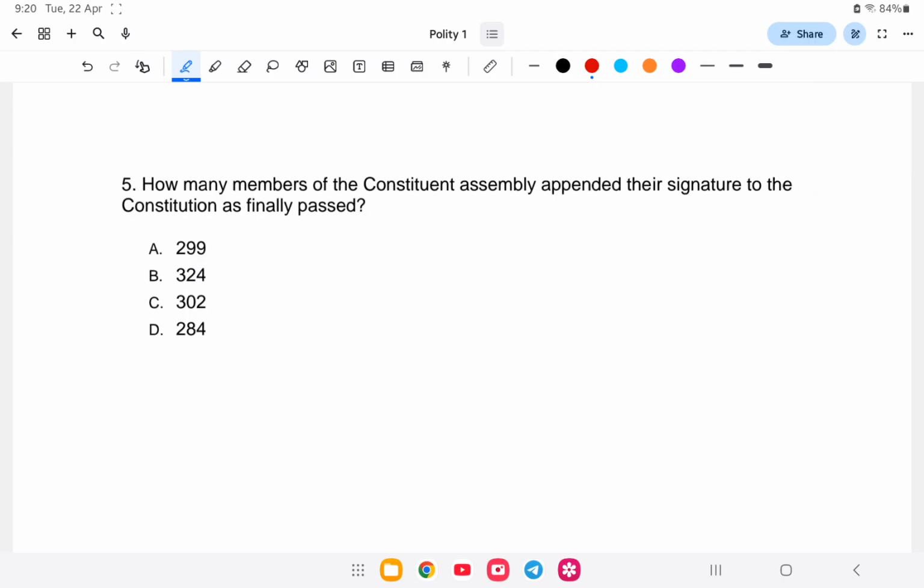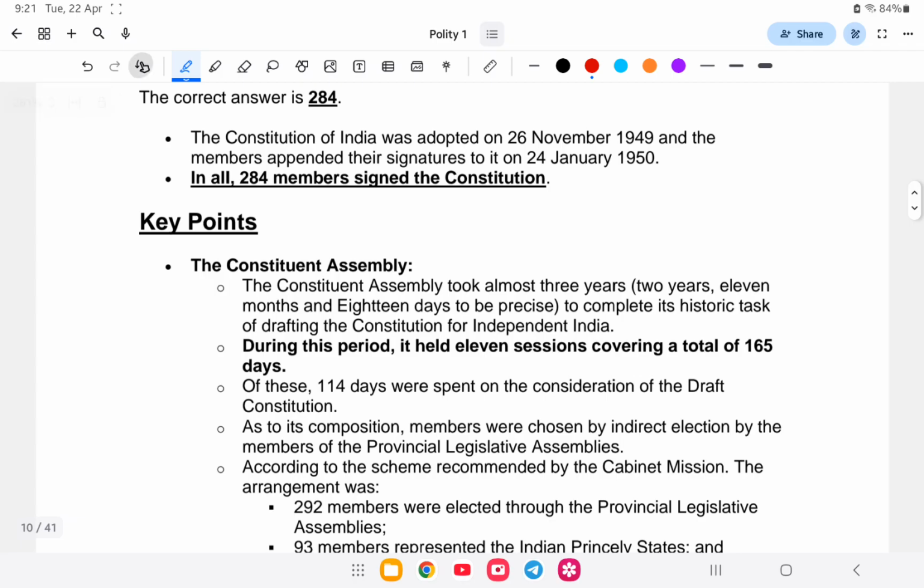Next question. How many members of the Constituent Assembly appended their signature to the Constitution as finally passed? Is it A 299, 324, 302 or 284? So what is the answer? The answer is D, that is 284. Let us study in detail about this. The Constitution was adopted on 26th of November 1949 and came into effect on 26th January 1950. Members appended their signatures on 24th of January 1950, and 284 members signed.